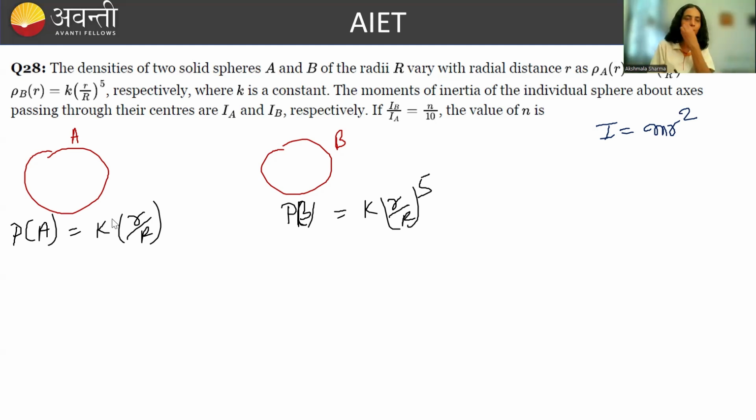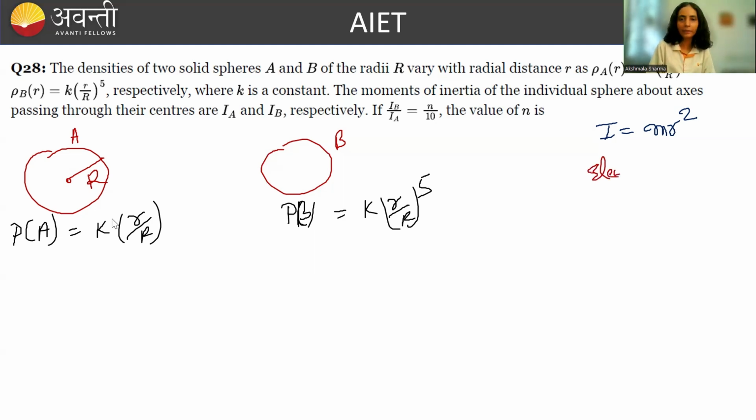We can see that the solid sphere is made of many hollow spheres of different radii up to radius r, which is the radius of this solid sphere. Then our element will be a hollow sphere. The first step is to find the element. The second step is to know the moment of inertia of the element.